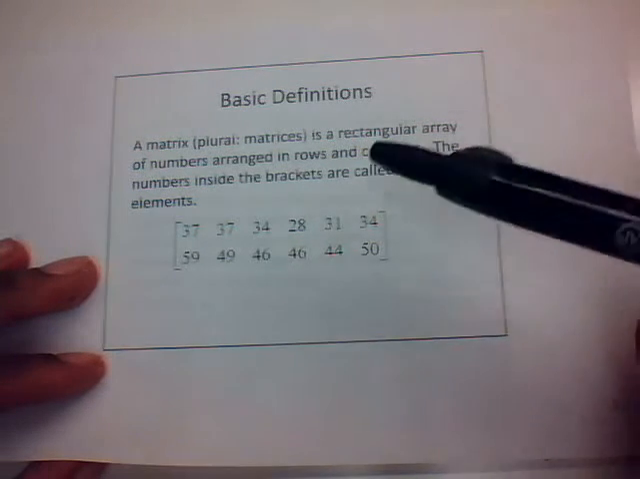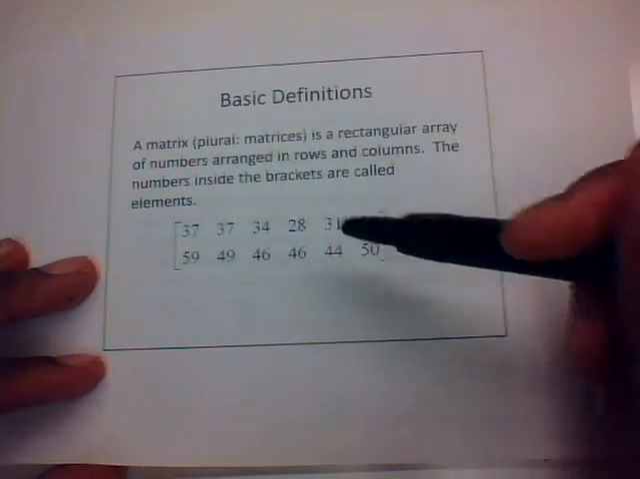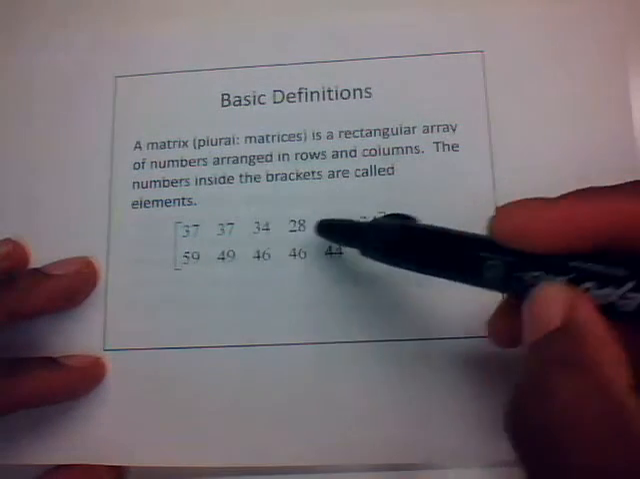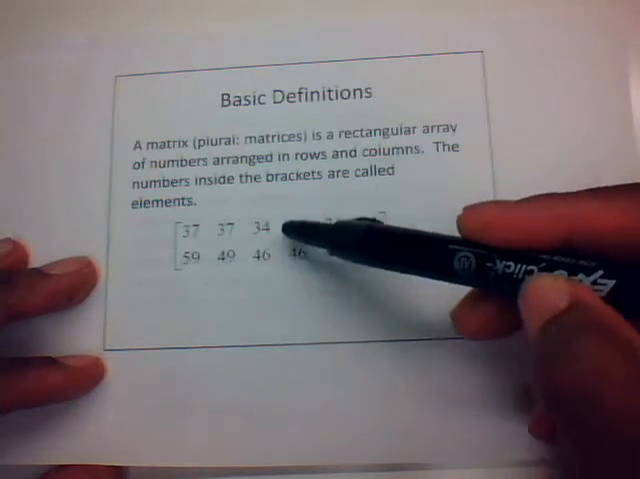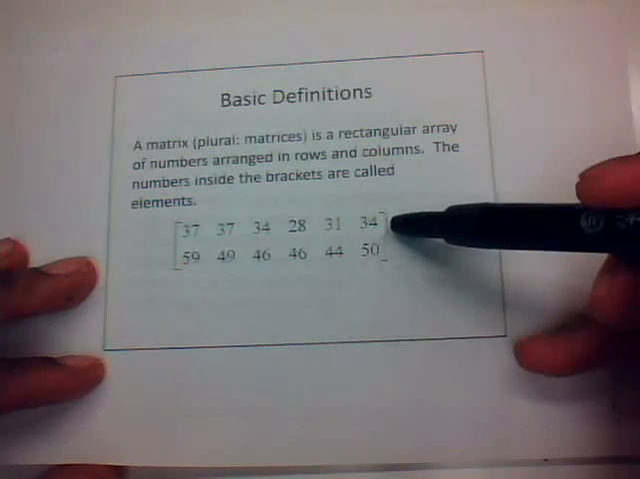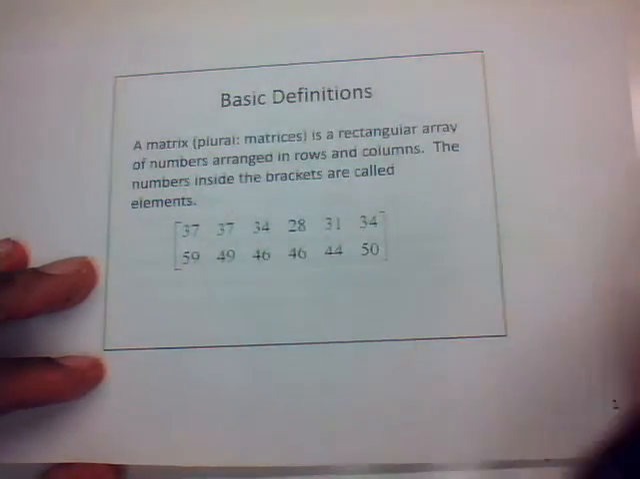Okay, so if we want to mention the dimensions of this matrix, this is a 2-row, 6-column matrix. This has 2 rows and 6 columns.